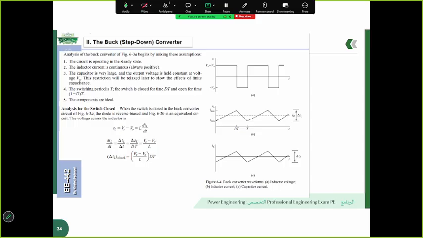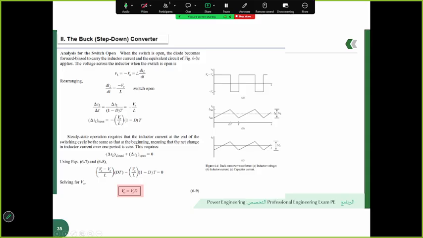In summary, this slide introduces the practical waveform behavior of the buck converter. The inductor voltage alternates between positive and negative values. The inductor current is triangular, always staying above zero in continuous conduction mode. The capacitor current alternates to maintain a nearly constant output voltage. This analysis forms the basis for designing inductors and capacitors in real buck converters.